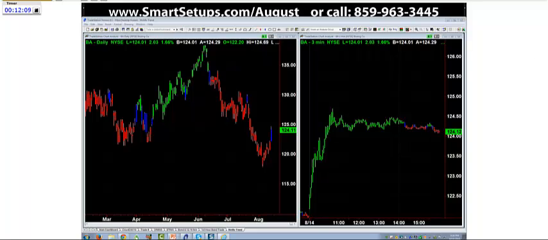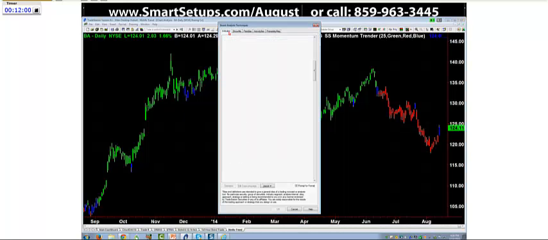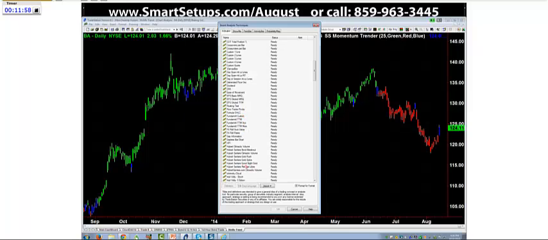Do you combine it with the cloud? You can combine it with the cloud. I can show you right here on the daily. Let me show you. I'll take Boeing here and combine it with the cloud, and I'll show you what that looks like. Looks pretty cool.